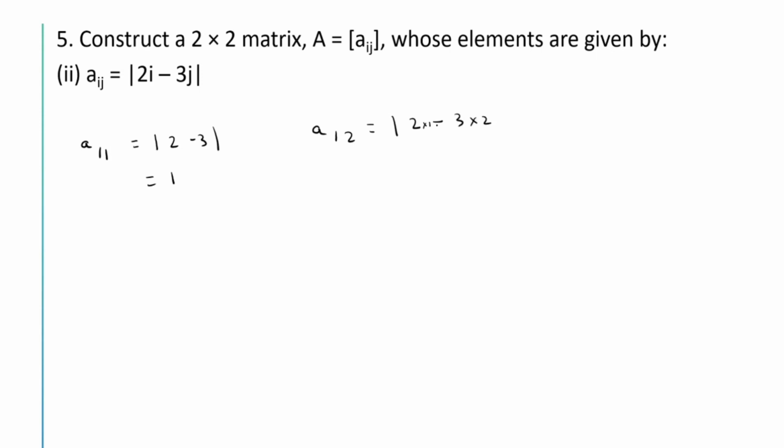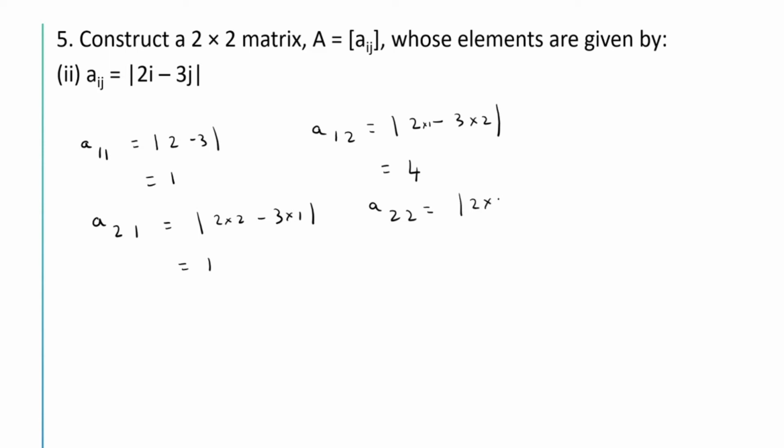So 2 into 1 minus 3 into 2. So it is 2 minus 6. Mod of 2 minus 6 is mod of minus 4. Mod of minus 4 is 4. So this is equal to 4. Then we have the element in the second row, first column, A21. Here i is 2 and j is 1. So mod of 4 minus 3 is mod 1. Mod 1 is 1. Then we have the element in the second row, second column, A22.